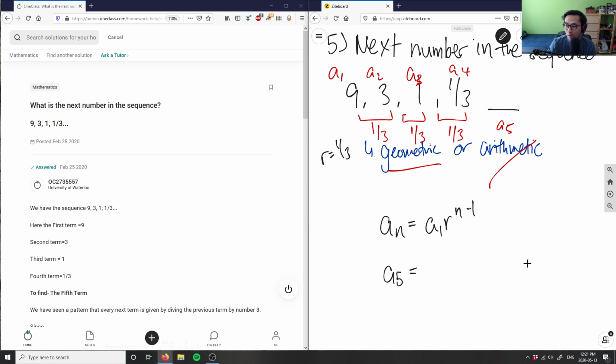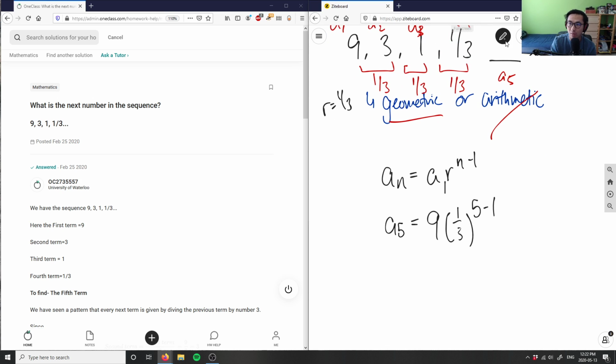This is our a1 here. And it should be n minus 1 actually, so sorry about this. This is our n minus 1. Actually, this is a1, you're right. a1 here is 9 times r, which is 1/3, to the power of n minus 1, which is 5 minus 1 here.